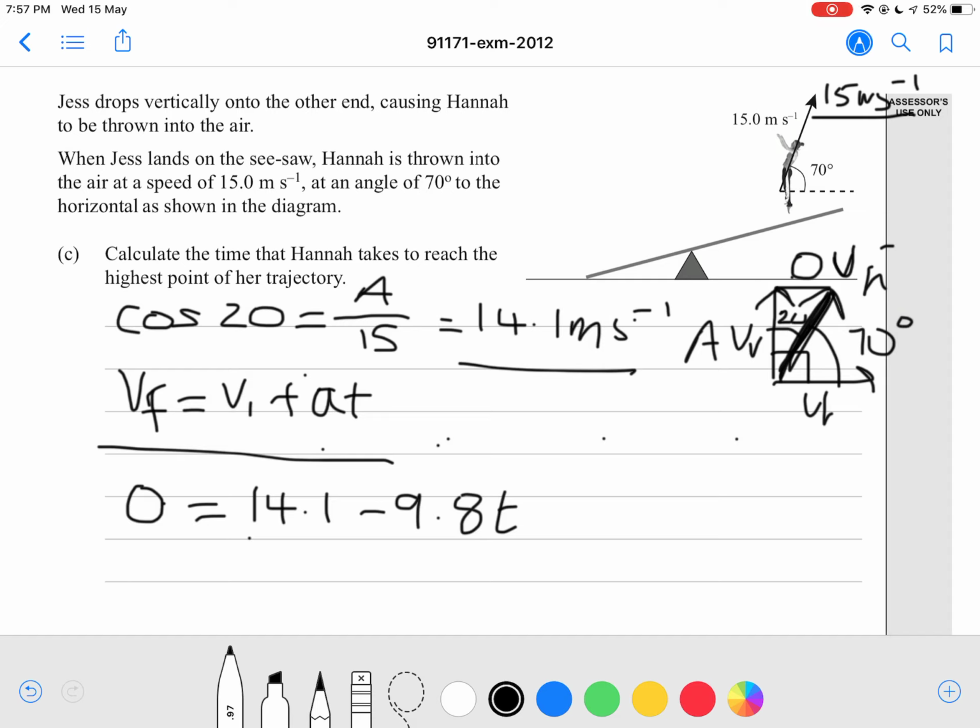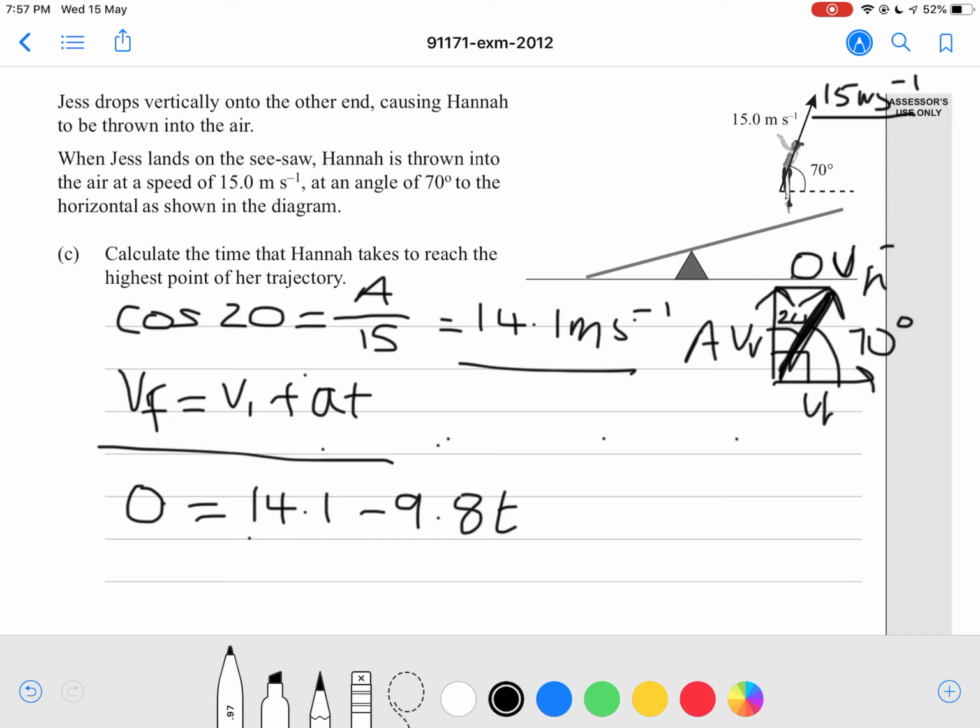And now the important thing is trying to find t. So how long will it take for the vertical velocity to be 0? Let's just say t is 1, right? So 14.1 minus 9.8 times 1, so just 14.1 minus 9.8. That will still be like 4.3.